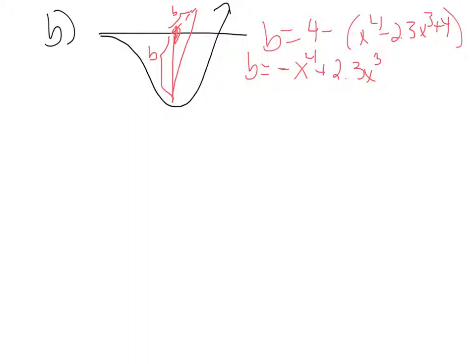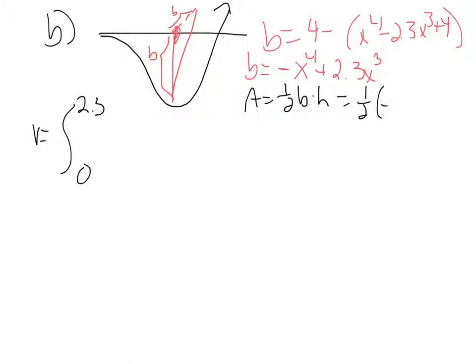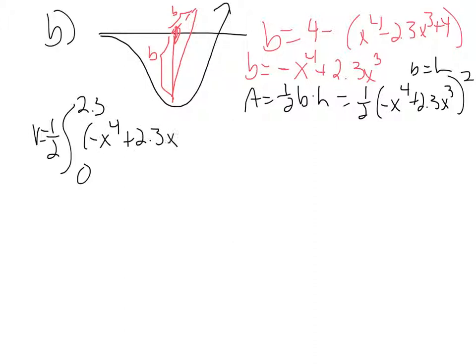So again, I go to set up my integral. It's from 0 to 2.3. Now, remember, the area of a triangle is 1/2 base times height. So here, that's 1/2 of negative x to the 4th plus 2.3 x cubed, squared, because the base equals the height. So it's just something times itself. And again, you should plug this right into your calculator, and you get roughly 3.574.